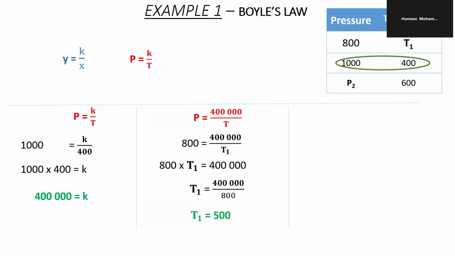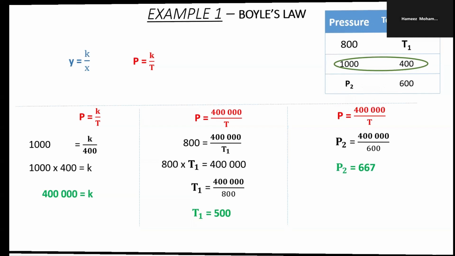And let's try one more. We have the general formula, P is equal to K on T, but we know K is 400,000. So P is 400,000 on T, and if we look at our last line, we want to find P2. 400,000 over the temperature at that point, which is 600. And if we do some division, we're going to get 667. This gives us an example here of indirectly proportional. Let's do one more example.